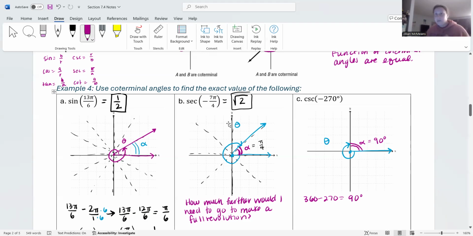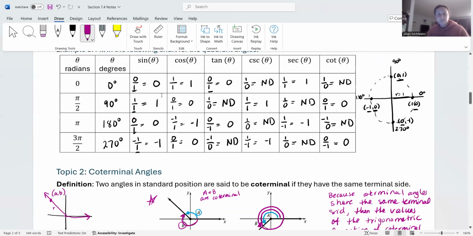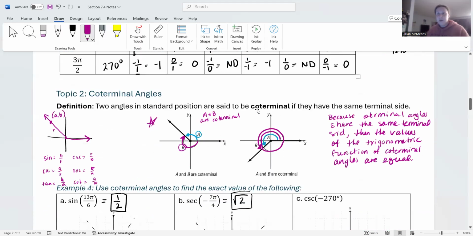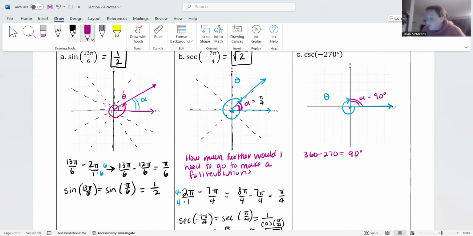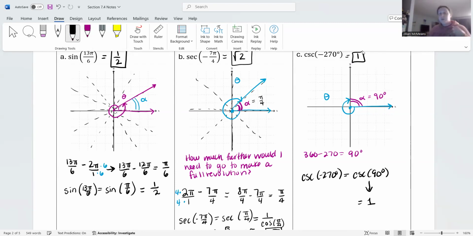So if we scroll up here, we have this table where we already found all of the trig functions for those quadrant angles. 90 degrees is a quadrant angle. So let's figure out cosecant of 90 degrees. So cosecant of 90 degrees is 1. So if we go back down to this problem, we know that cosecant of negative 270 degrees is equal to cosecant of 90 degrees. And we know that cosecant of 90 degrees is 1. So that tells me cosecant of negative 270 is also 1.